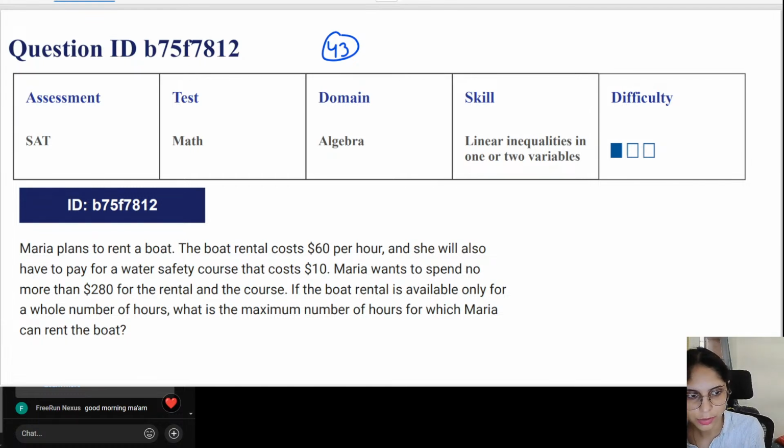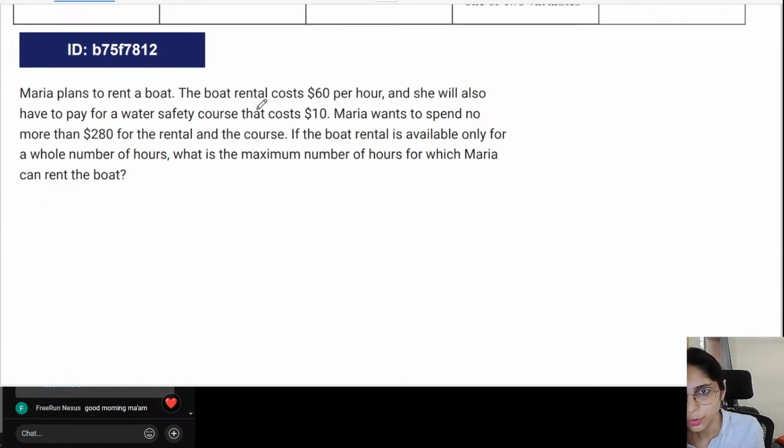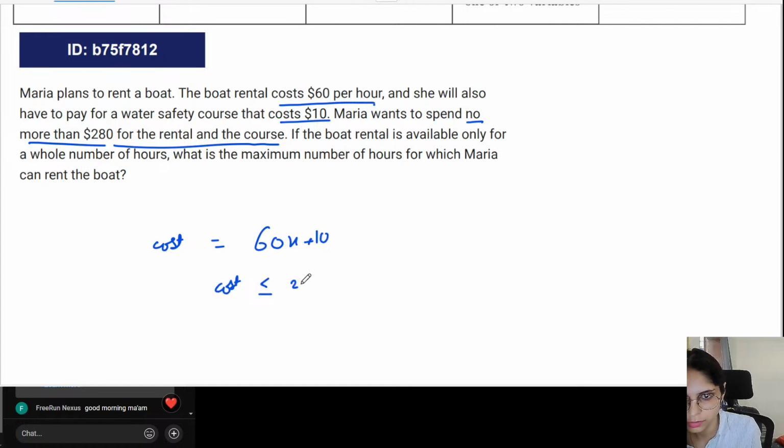Maria plans to rent a boat. The boat rental costs $60 per hour, and she will also have to pay for a water safety course that costs $10. So 60x plus 10 is your expression. This is your cost. Maria wants to spend no more than $280 for the rental and the course. So no more than means less than or equal to. That means 60x plus 10 is less than or equal to 280.